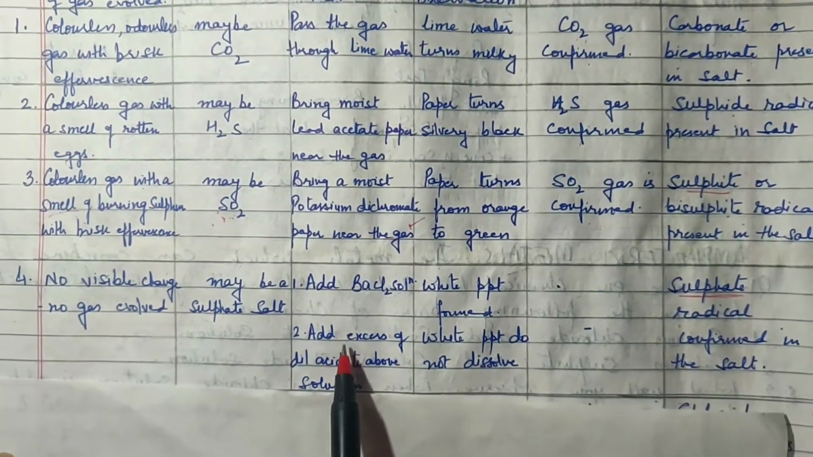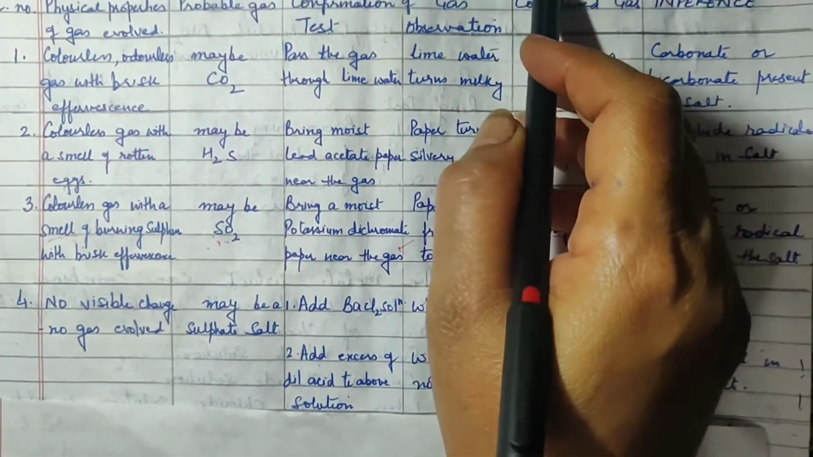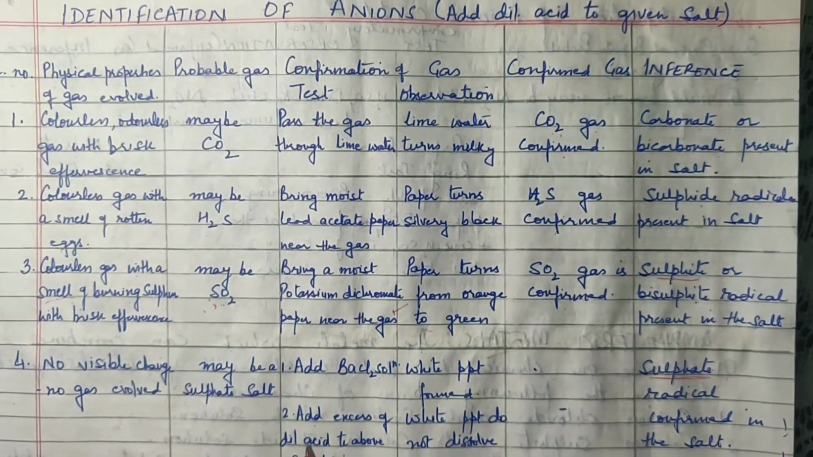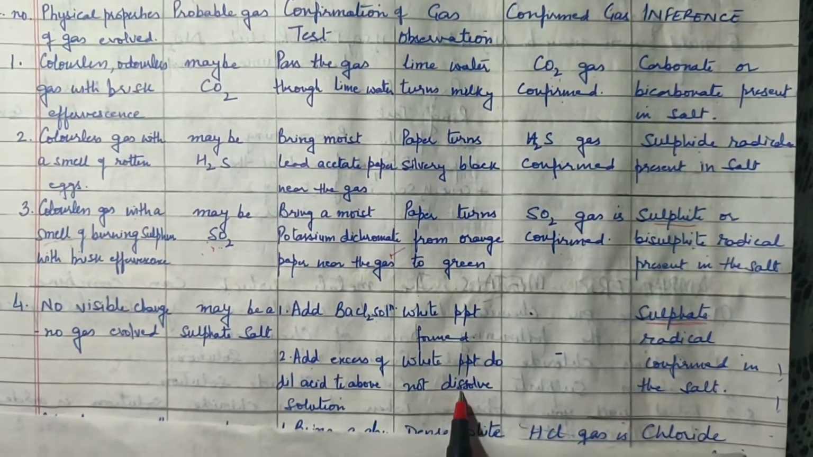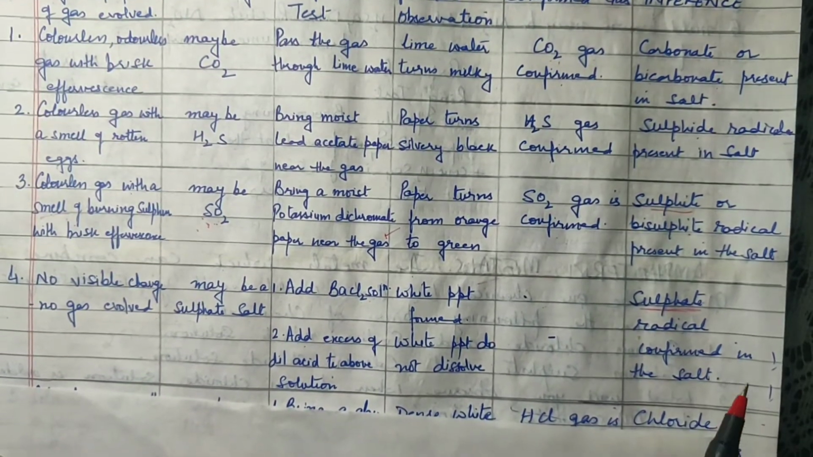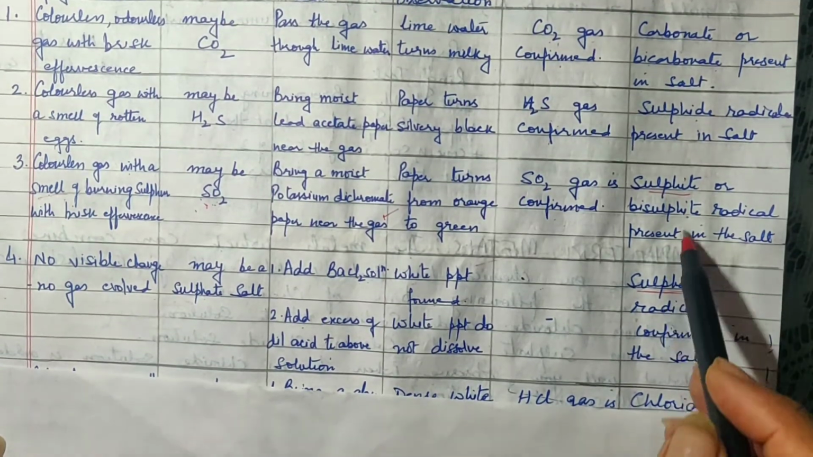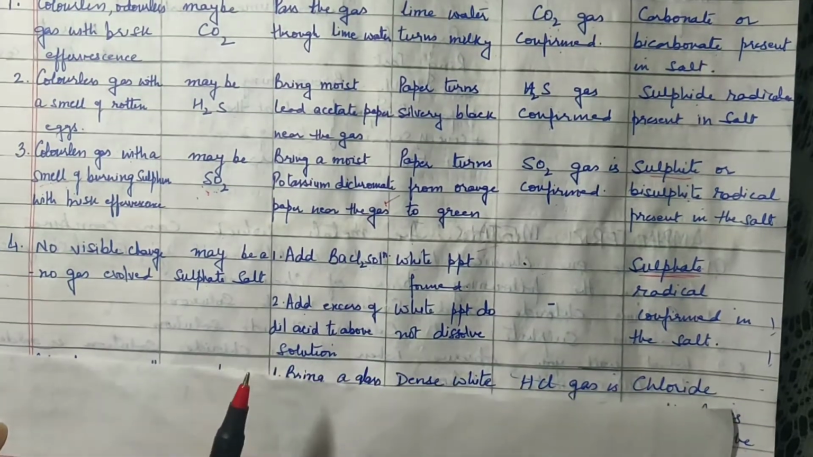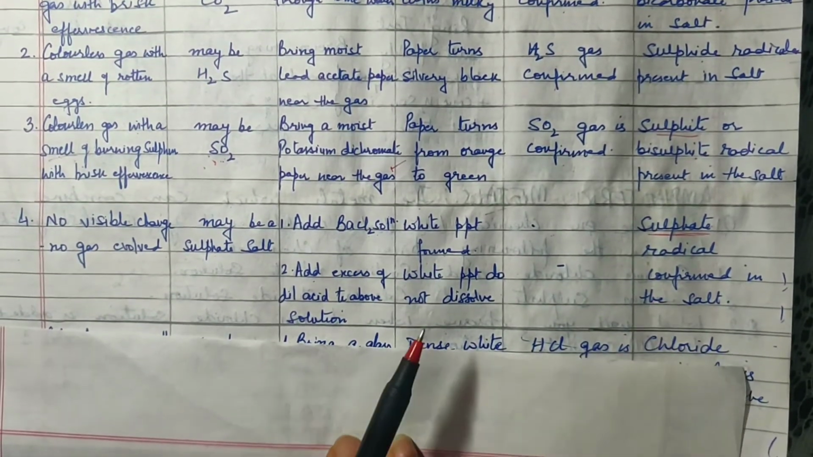There is another test. Add excess of dilute acid, the same acid which you had added initially. The same acid will be added in excess, and if these white precipitates which are formed do not dissolve, then it is confirmed that the salt contains a sulfate radical. You can be asked to distinguish between sulfite and sulfate. So you should know both the tests, all the observations and the result.